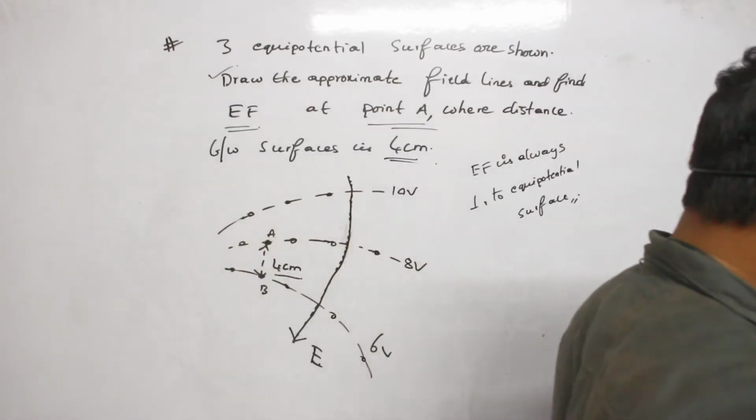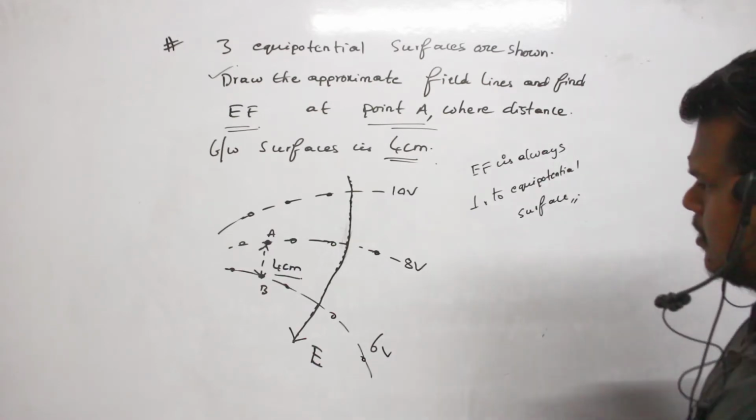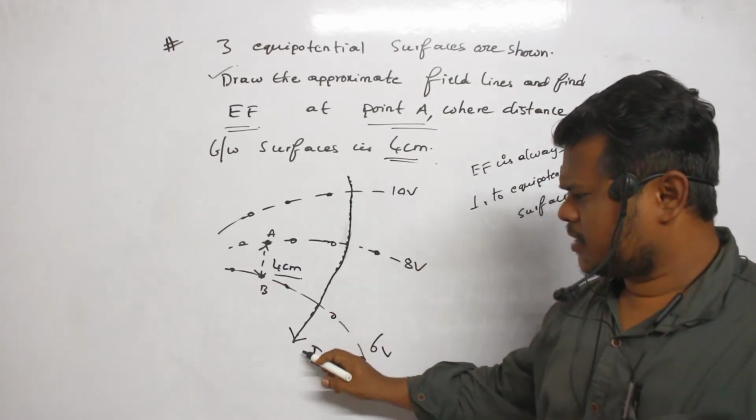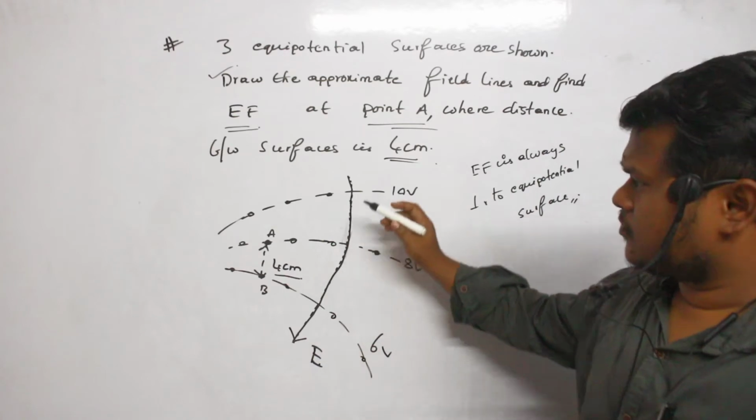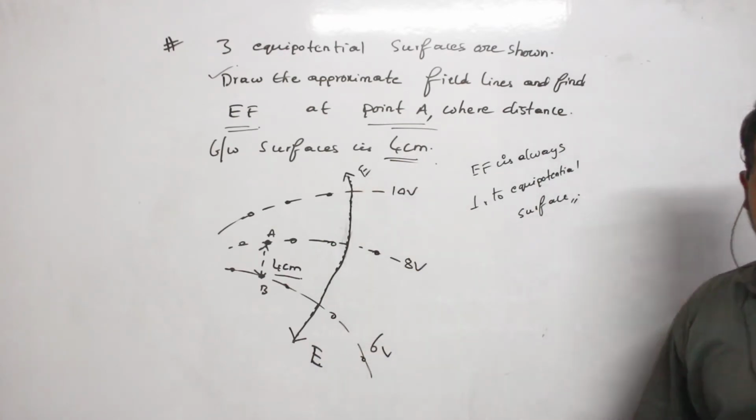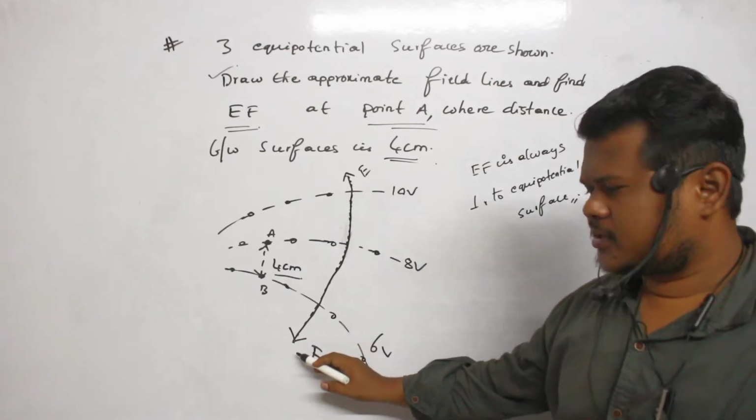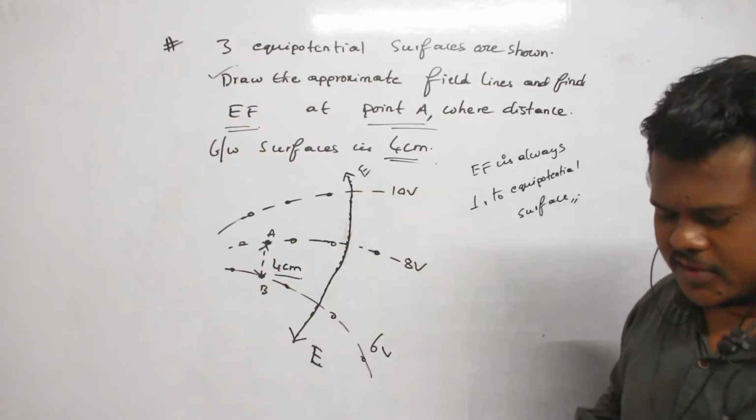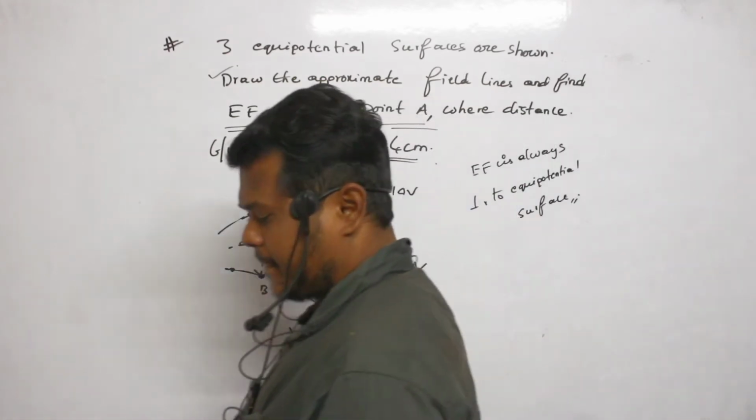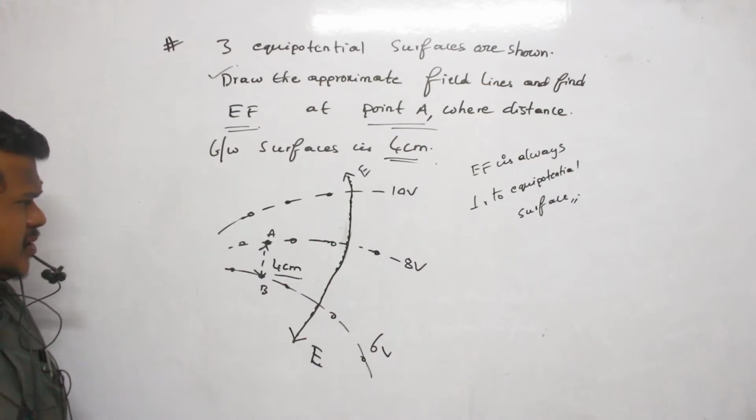How can I calculate? See, electric field has strength and direction. Why have I drawn in this direction? Why can't I draw in this direction? First of all, can you say the answer for this one? Electric field, I have drawn the direction downwards. Why can't I draw it in the upwards direction?